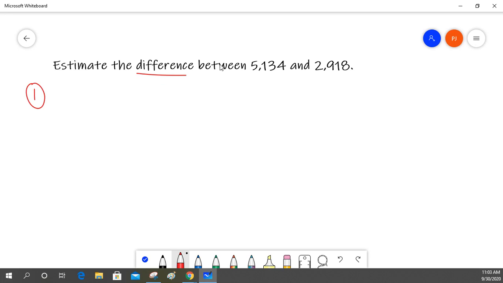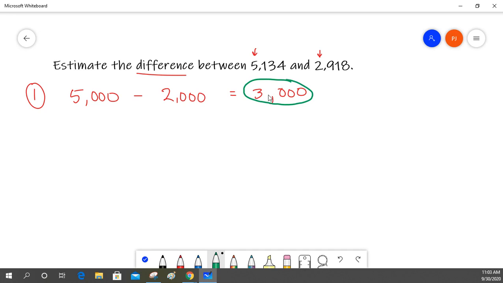My first step is I need to look at the leading digit, that's the 5 and the 2, and find their value. The value of that 5 is 5,000. The value of that 2 is 2,000. So my answer for the first part is 3,000. I'll circle this so that I can remember it later. Now for my second step. I look at the leftover and I find the difference here.